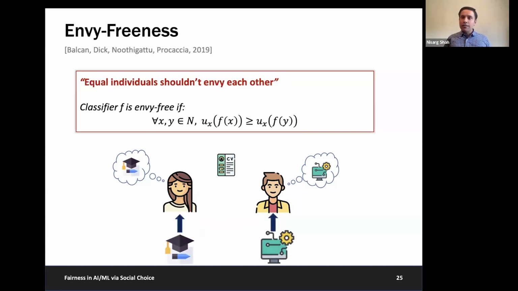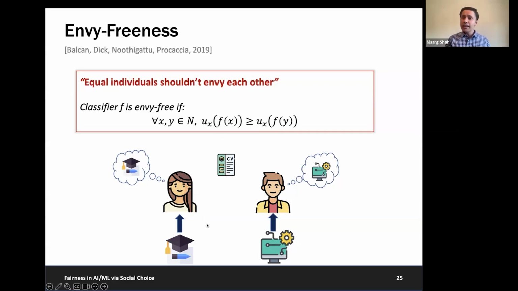And envy-freeness says the following. So it's the primitive way of capturing this notion. It says that at least when you have equal individuals that are equally entitled, they shouldn't envy each other at all. So a classifier F is envy-free if for all X and Y, the utility, now note that we are suddenly bringing in the utility, which is what a social choice notion would do, the utility of individual X for her own classification outcome should be greater than or equal to the utility that individual X has for the classification outcome of any other individual Y.